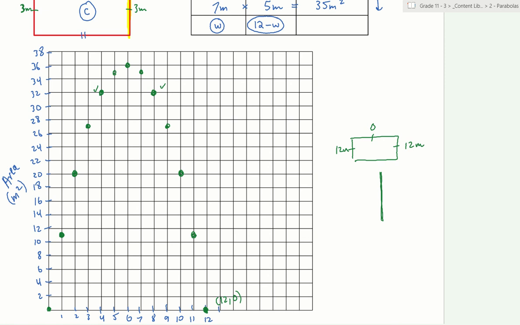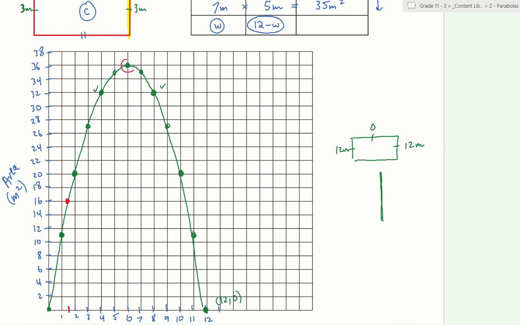So here we can see we've got this parabola shape, and first of all, I'm going to connect all the dots, because even though we didn't do it, it's possible for us to have, let's say, had a width of 1.5 or something. It's possible to have widths that aren't exact numbers of meters. So we can draw this continuous graph.